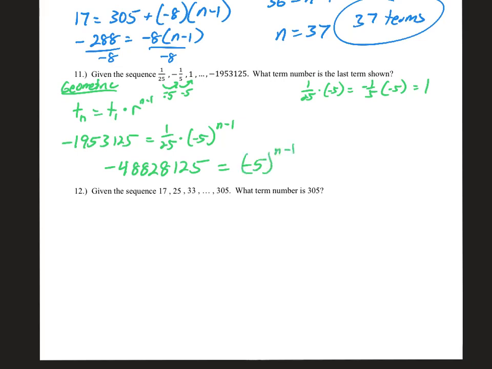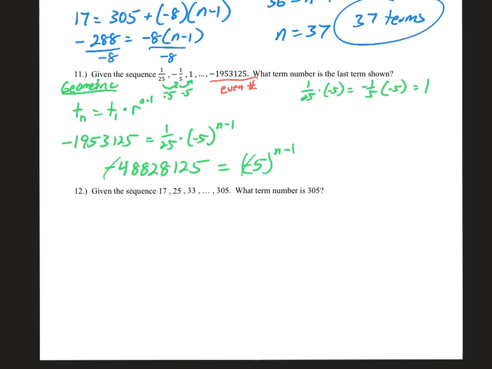Now, if you were going to try and do logs here, it wouldn't work because you'd be taking logs of negatives. So my advice to you is just cancel out the negatives. Looking back at our original sequence, if our ratio is -5, every other term will be negative. So term 1 was positive, term 2 is negative, term 3 is positive, term 4 would be negative. So we do know that this has to be an even numbered term, right? Since it's negative. So my advice would be just cancel out the negatives, and then you can take the logs.